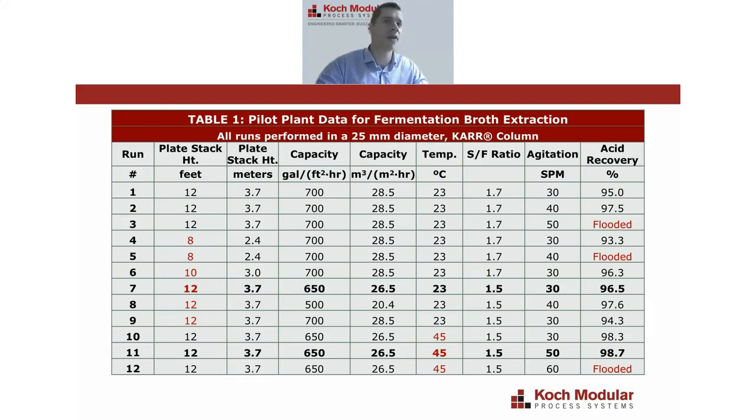So this really showed how sensitive the system was to shear and its tendency just to emulsify very easily. We then tried increasing the plate stack height to 10 feet. Here we made spec, but we were looking at the solvent to feed ratio, and we thought we could reduce that a little bit. So we went back to 12 feet of plate stack height. That's what we did in runs 7 through 9. Here in runs 7 and 8, we made spec, achieving greater than 95% extraction of the carboxylic acids.